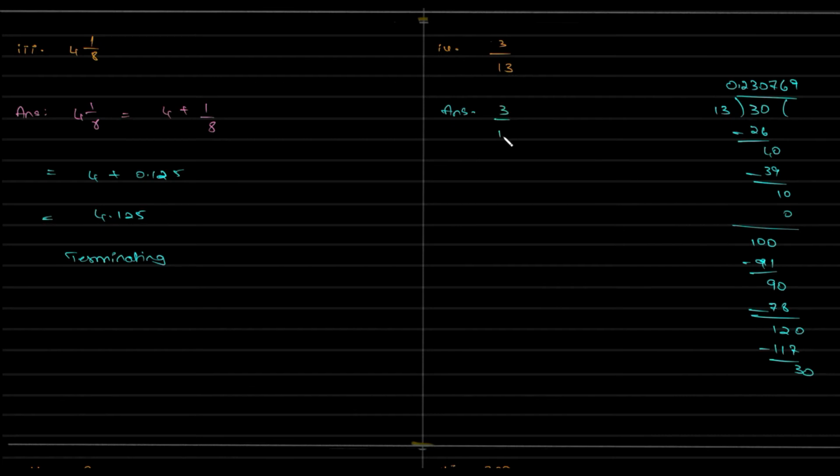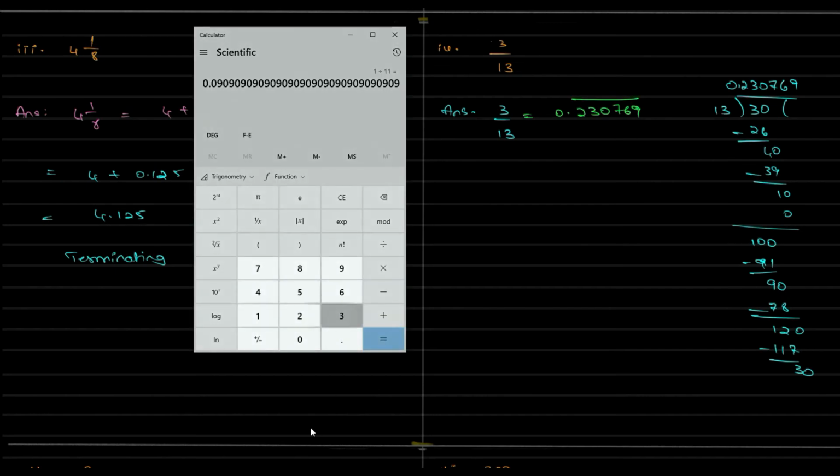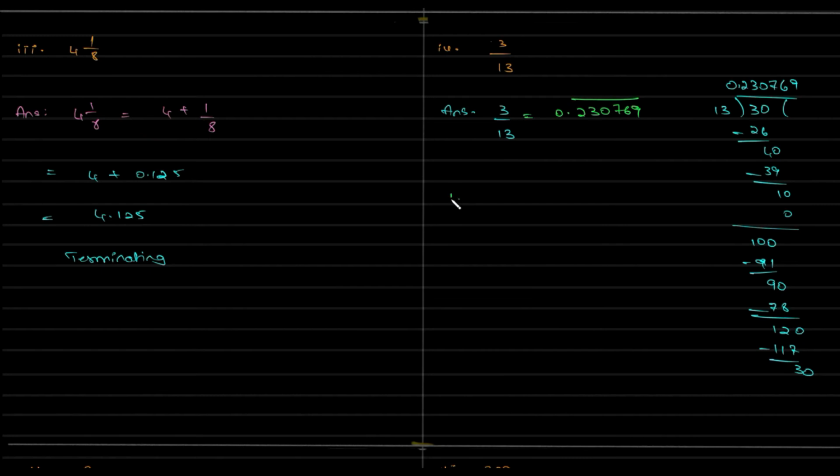It's never ending. So 13 by 3 is equal to 0.230769 bar. I'll show it to you. 3 divided by 13. You can see it over here. See the pattern? So this is your non-terminating recurring.